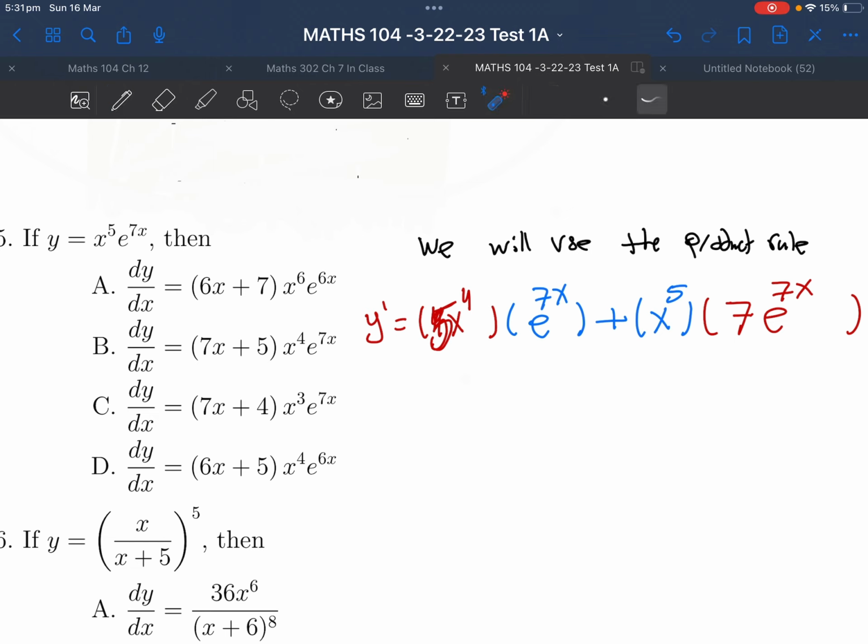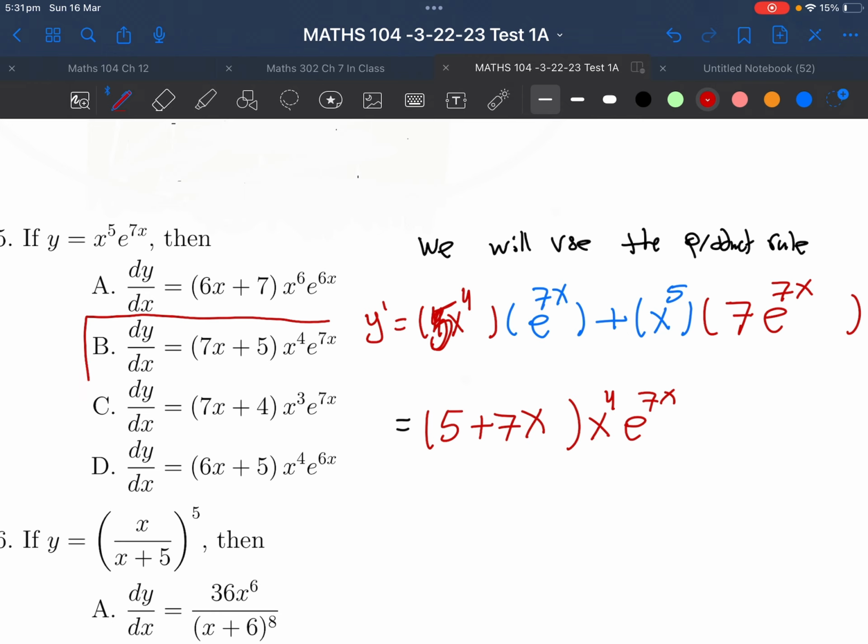Now, none of these answers looks exactly like this. So we need to do something. And I think it's taking a common factor. So let's take a common factor and see where we get with this. Now, if we take common factor, I will take e to the 7x and I will take x power 4. So here I will get 5 plus 7x. That's when we take common factor. Which one corresponds to 7x plus 5 times x to the 4? It is part B.